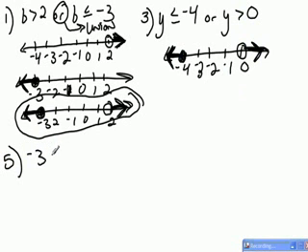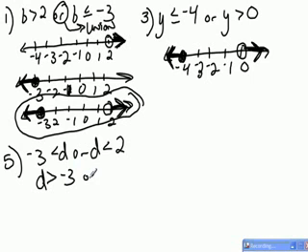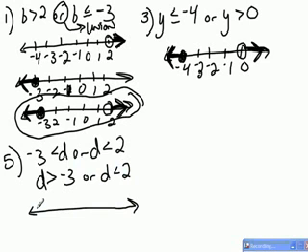Number 5 says negative 3 is less than d, or d is less than 2. I want to rewrite this one so that the d's on the left. So I'm going to say d, and this was trying to eat the d, so it has to stay eating the d. Negative 3, or d is less than 2. And again, we should be able to put this on one graph. So negative 3, negative 2, negative 1, 0, 1, 2. D is greater than negative 3. Alright, so I'm going to have a circle at negative 3, and then it's going to keep going this way. Right?